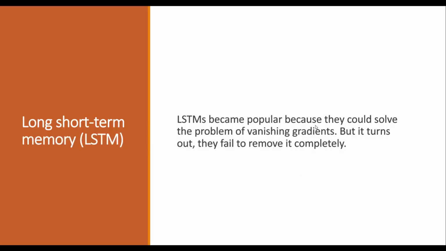In the end, we will discuss the LSTM model. LSTM stands for long short term memory. Basically, it is an extension of a recurrent neural network. It is used in situations where RNN fails. The RNN is a network that works on the present input by taking into consideration the previous output. LSTM became popular because it could solve the problem of vanishing gradients, but it turns out it failed to remove it completely.